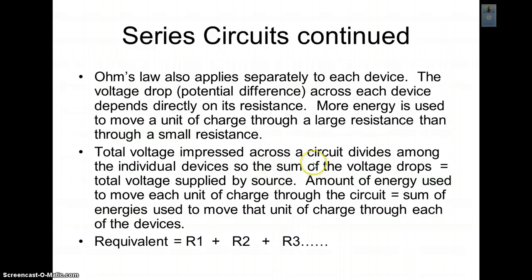Ohm's law also applies separately to each device. The voltage drop or potential difference across each device depends directly on the resistance. More energy is used to move a unit of charge through a large resistance than through a small resistance.